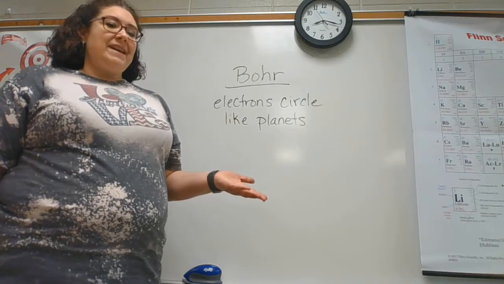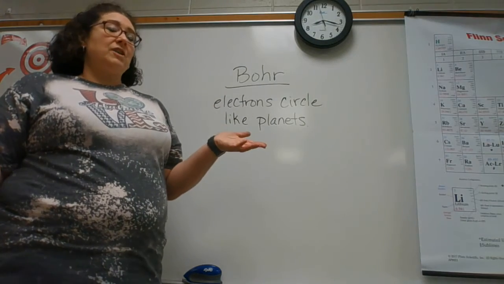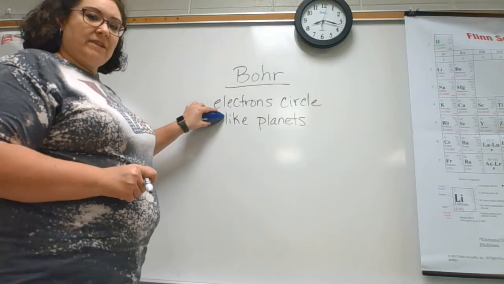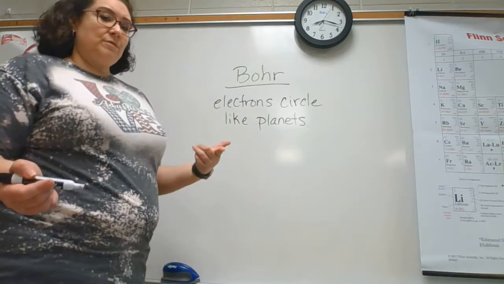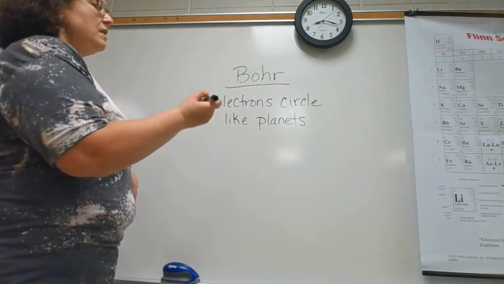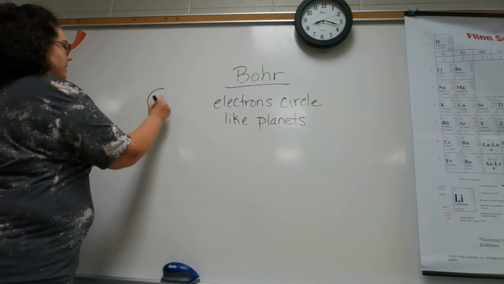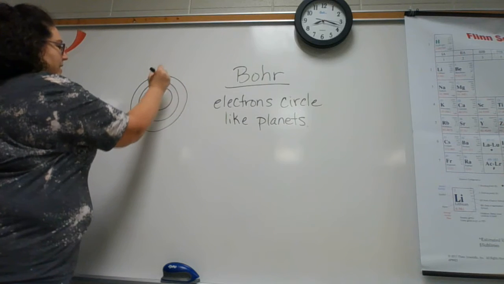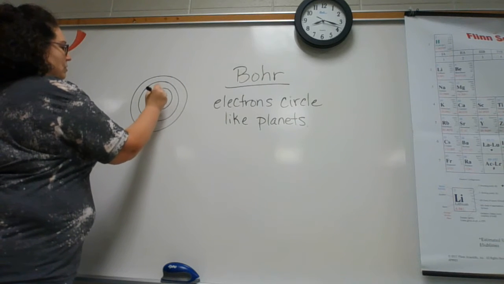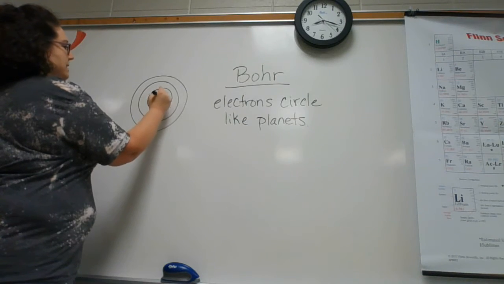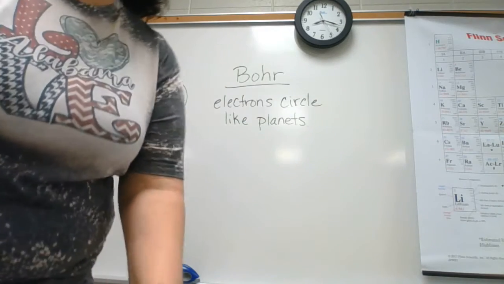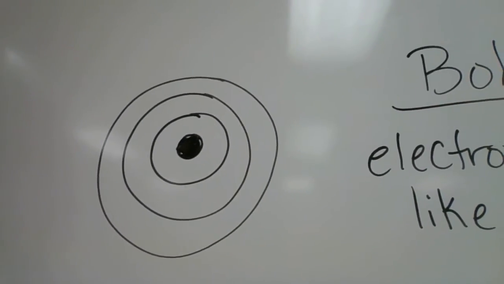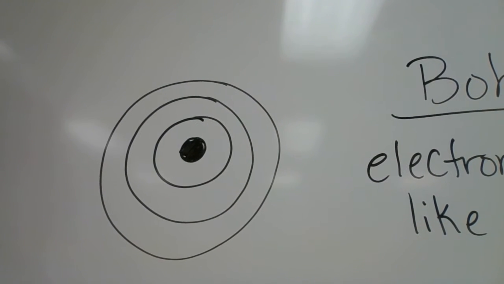Some of you may have seen some diagrams of them before. So I've got this up here, electrons circle like planets. That's what Bohr used to think. So they kind of look like this. Okay, you've got different levels. Here's your nucleus in the middle. Okay, and then you've got different electron levels as circles like this.